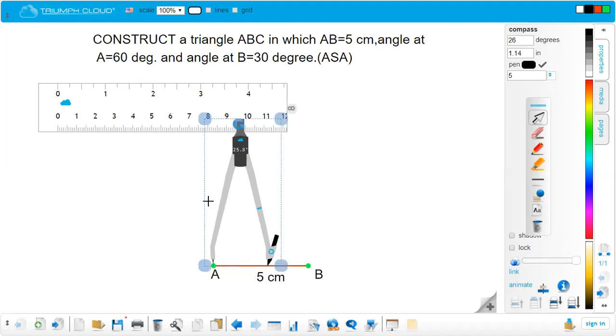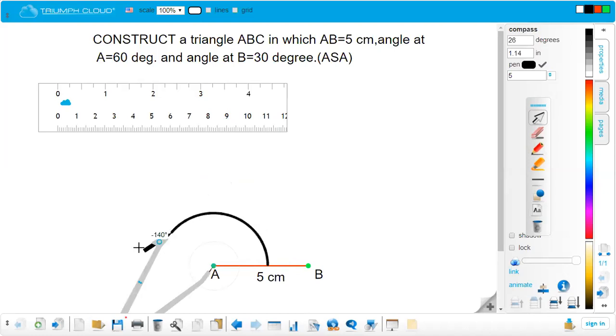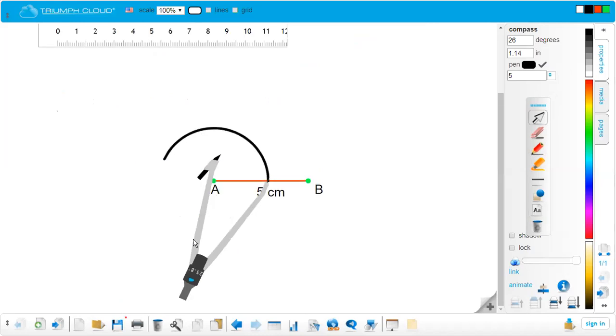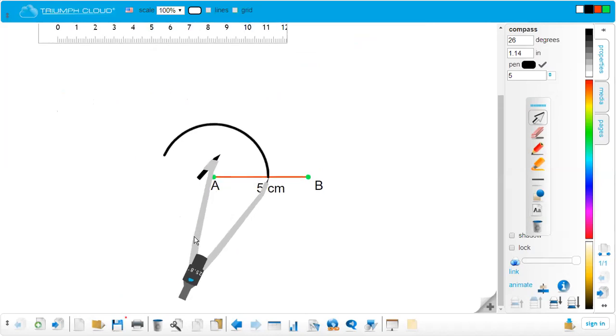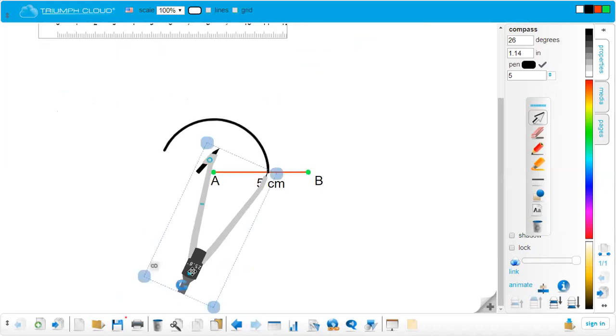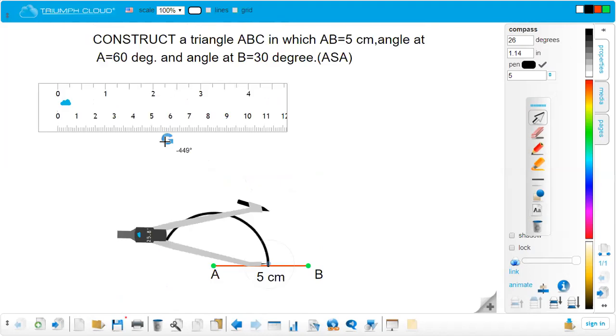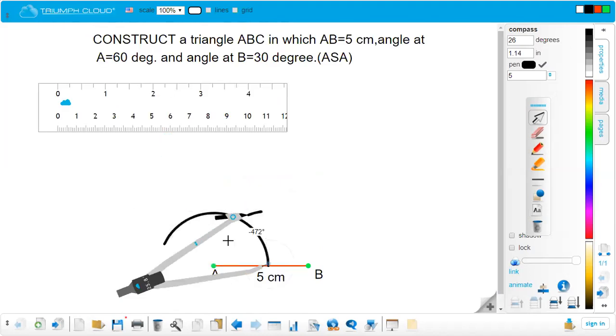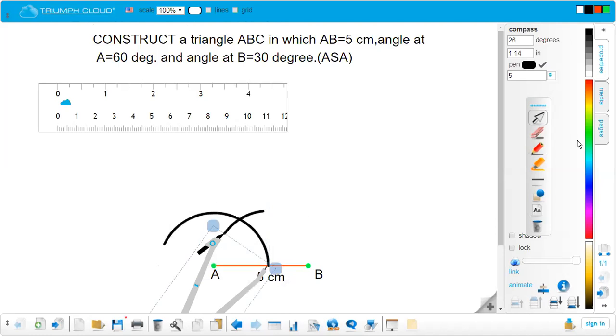This is an arc, and with the same arc, we have to use the same adjustment. With the same arc, we cut from this point. This is the point of 0. Let me rotate the compass once again. Okay, let's cut this arc. Here an intersection point is obtained.